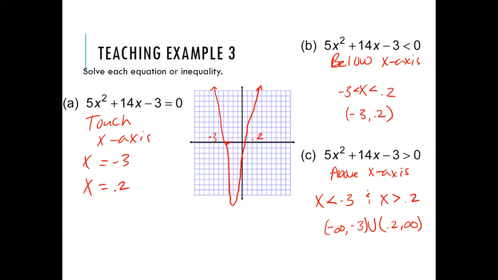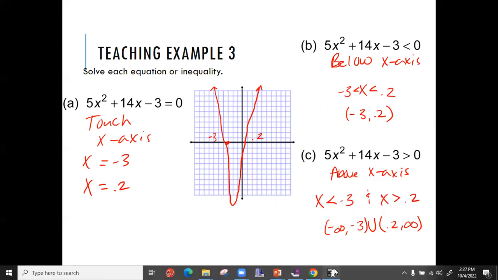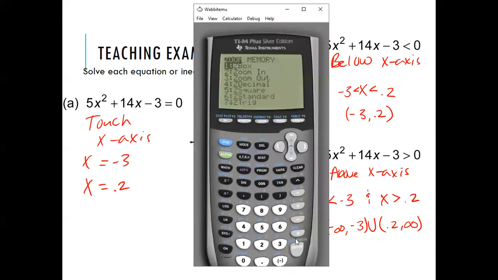Inequalities. Okay, where are you stuck at? Okay, so let's look. So we graphed it. Let me reset my graph. So when you put it in to y equals, we put in 5x squared plus 14x minus 3. Yes. Then we're going to hit graph. And we thought that it was at 0, 0.